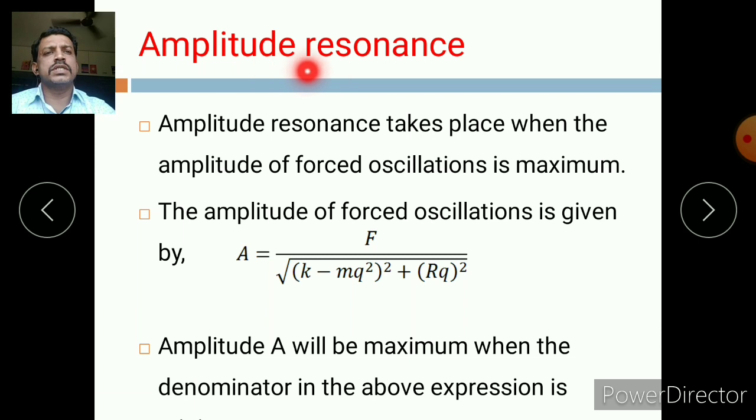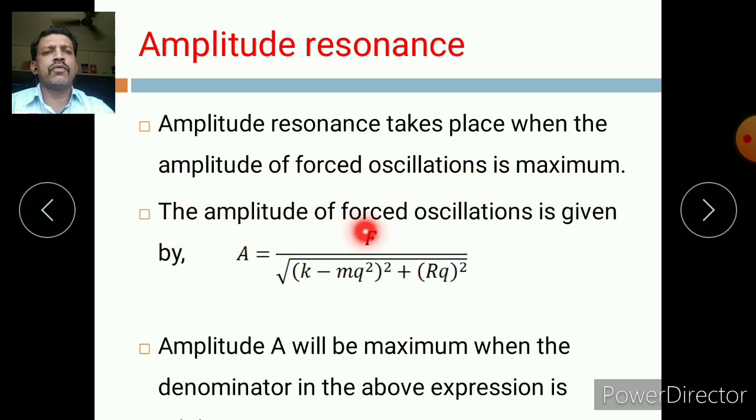So first thing is amplitude resonance. Already we have seen that resonance means when the external frequency and the natural frequency match, then resonance will happen, and therefore the object will vibrate with maximum amplitude. So here we say that amplitude resonance takes place when the amplitude of a forced oscillation is maximum.